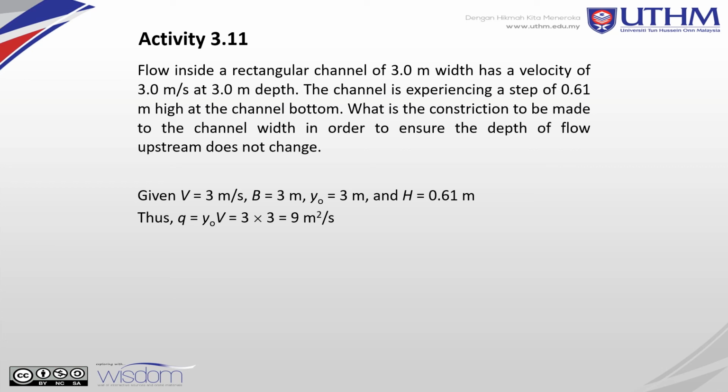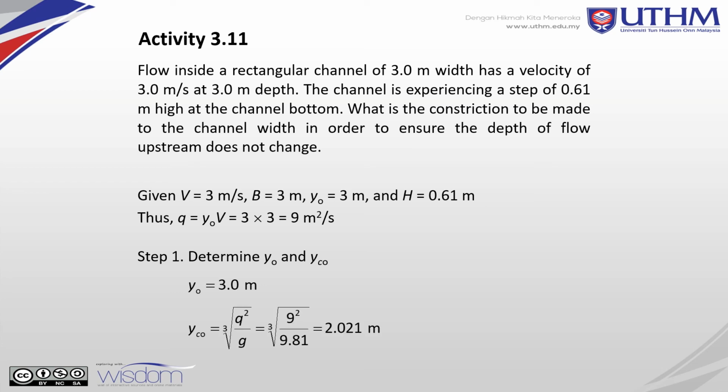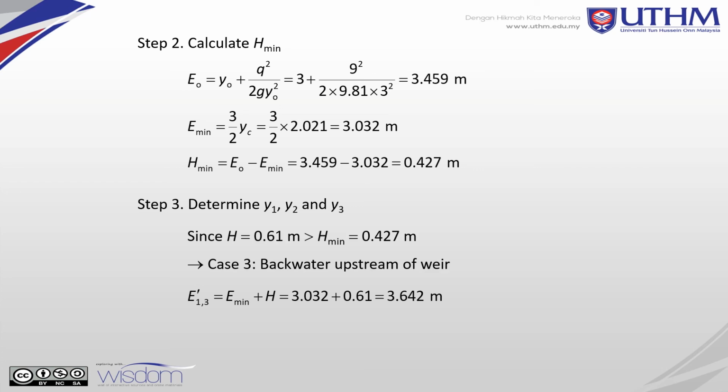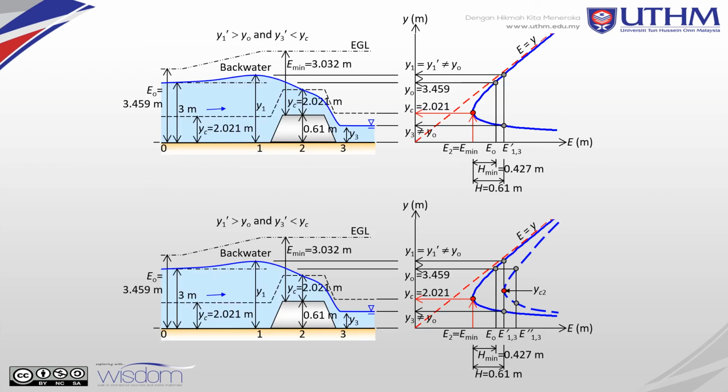This is the same. What is the constriction to be made to the channel? You must know step 1, step 2, and step 3, the same stages for how to determine the value. Step 2, calculate the H minimum. Step 3, calculate Y1, Y2, and Y3, and so you get the minimum. This is the figure that you must sketch if the question asks you to sketch the figure.